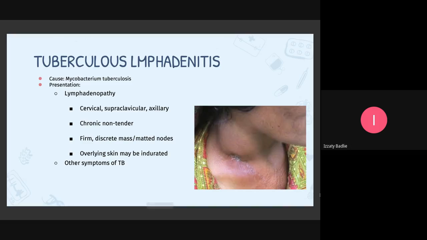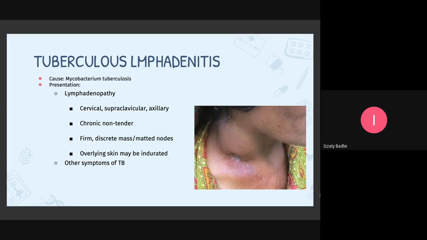So what are the differential diagnoses? Before I proceed with the approach to the patient with lymphadenopathy, we need to have several differential diagnoses so that it will make it easier to diagnose the patient. One of the common causes of lymphadenopathy is tuberculous lymphadenitis. Since our country has a lot of TB infection, this is a must differential in our diagnosis.